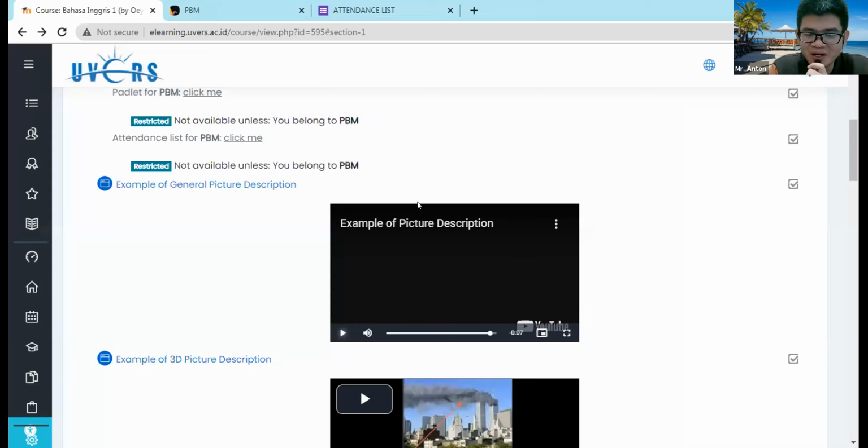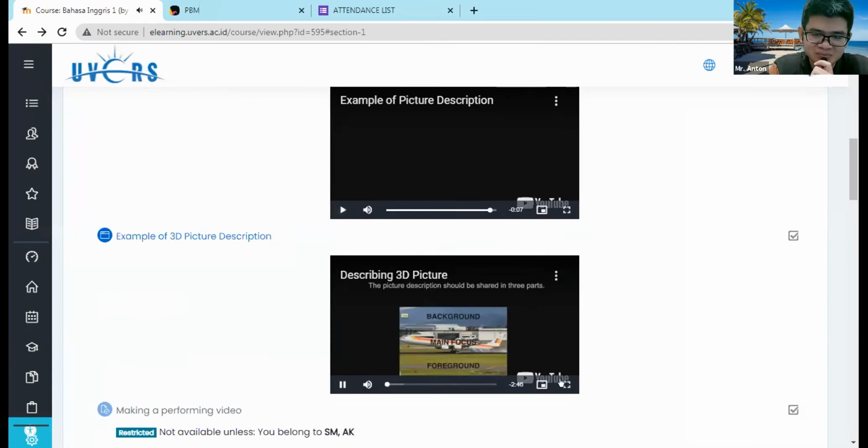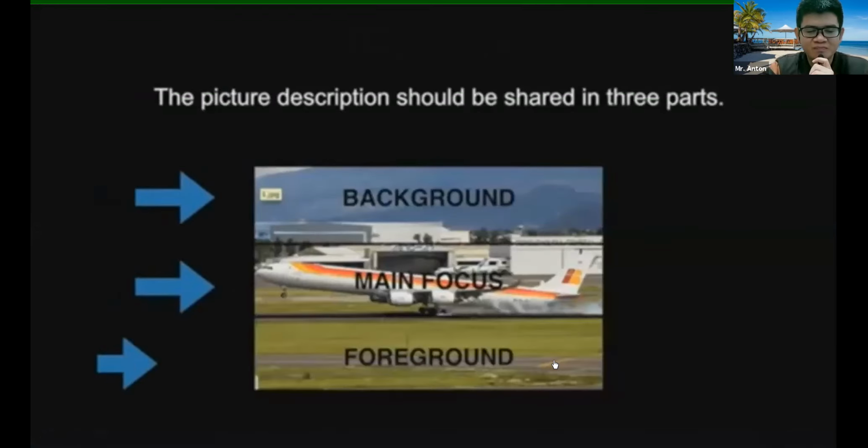This is the example of how to describe the picture in 1 minute. Okay, how about if the picture will be in 3Ds like this? Picture description should be shared in 3 parts: main focus, background, foreground.